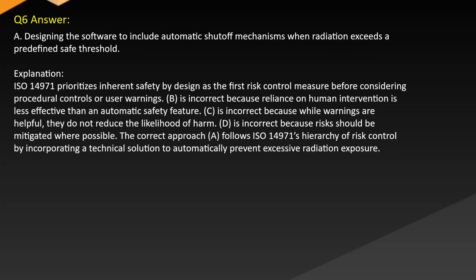Answer A. Designing the software to include automatic shut-off mechanisms when radiation exceeds a predefined safe threshold. Explanation: ISO 14971 prioritizes inherent safety by design as the first risk control measure before considering procedural controls or user warnings. B is incorrect because reliance on human intervention is less effective than an automatic safety feature. C is incorrect because while warnings are helpful, they do not reduce the likelihood of harm. D is incorrect because risks should be mitigated where possible. The correct approach A follows ISO 14971's hierarchy of risk control by incorporating a technical solution to automatically prevent excessive radiation exposure.